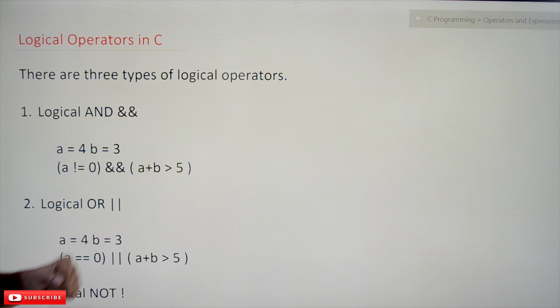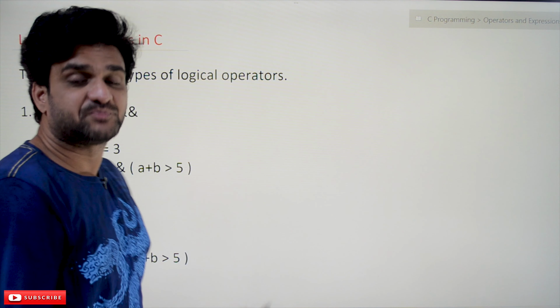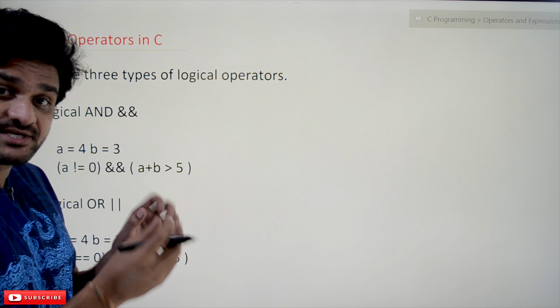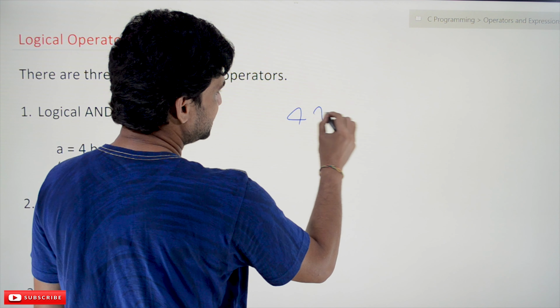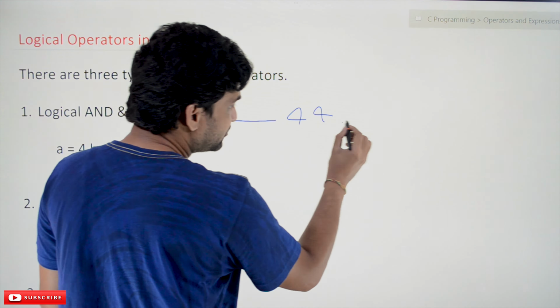Now we will try to understand the logic of logical and. Logical and means that if both the values of the operands evaluate to true, then only the logical and is true. If both the operands of the logical and operator evaluate to true, then only it is going to produce an output of 1.